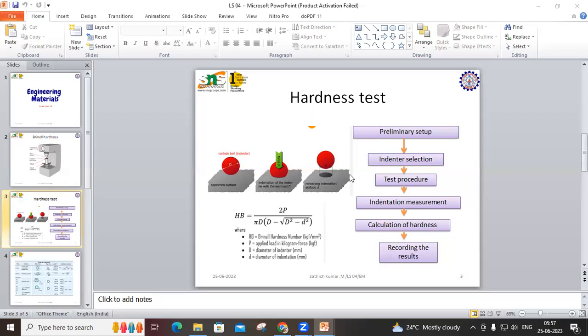The calculation of hardness is done by dividing the applied load by the surface area of the indentation, from which we get the desired hardness. We have a standard hardness formula for this, where HB equals 2P divided by pi D times D minus the root of D squared minus small d squared. HB is the Brinell hardness number, P is the applied load in kilograms, D is the diameter of the indenter, and small d is the diameter of the indentation. This is how we can calculate the Brinell hardness number.